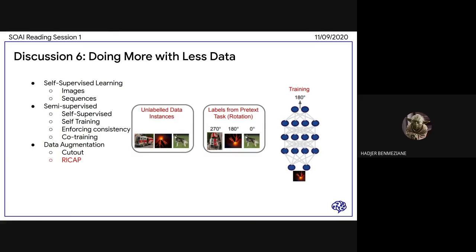And then we have co-training, similar to enforcing consistency. What we want is to have many models that are trained on the labeled data, and then we want them to predict the labels of the unlabeled data, and the highest predicted class will be the class of the unlabeled data.